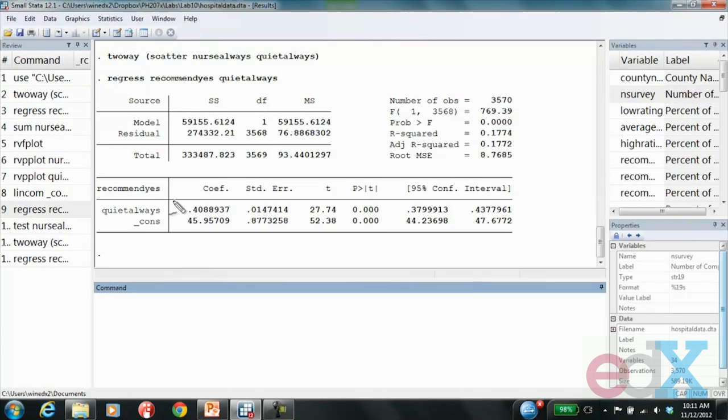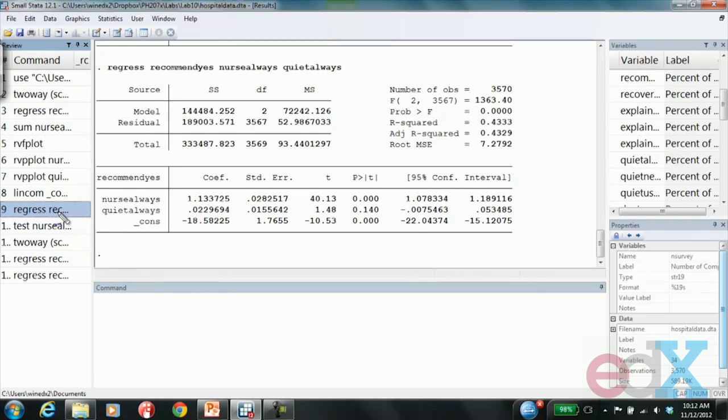We now see that in this simple linear regression model, quiet always is highly associated with the outcome recommend yes. So it does appear that when you exclude nurse always from the regression model, quiet always is linearly related to the outcome recommend yes. However, we saw that when you add nurse always into the regression equation, the coefficient for quiet always is now much smaller, and when we did the hypothesis test, we saw that once you condition on nurse always, there's no evidence of a linear relationship between quiet always and the outcome.